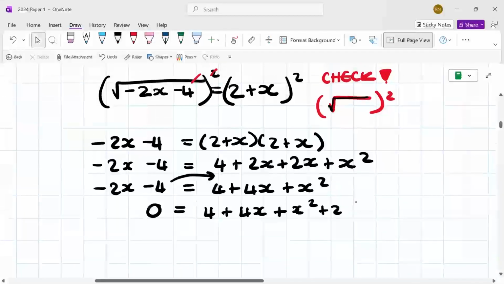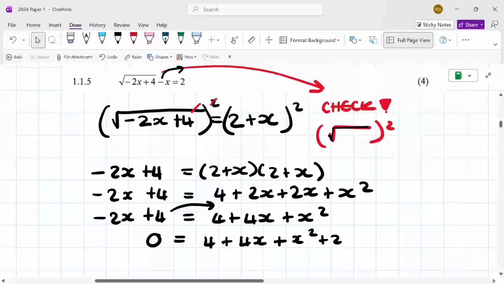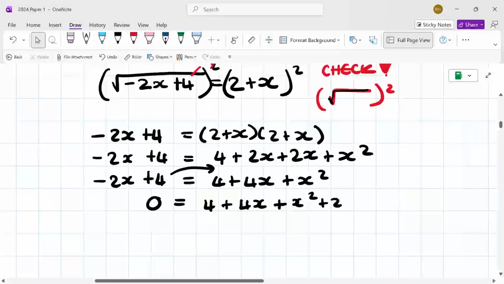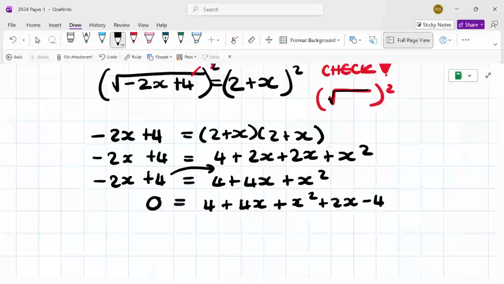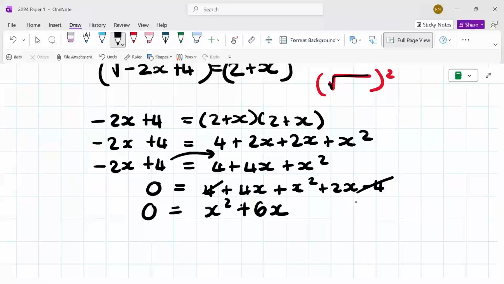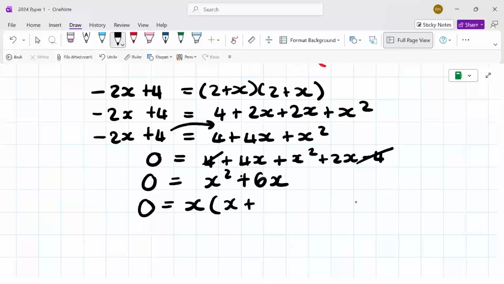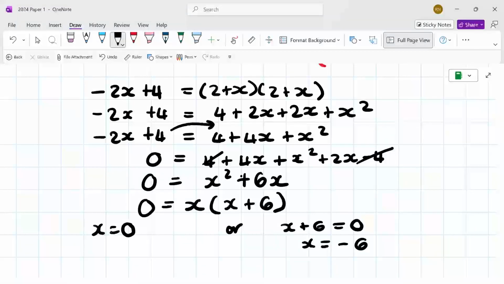Sorry about that, guys. So we moved the, oh sorry, this is a plus. Yes, sorry, guys, plus, plus, plus. So it'll be 2x plus 4, right? And so then we have 0 is equal to 4 minus 4 cancels out. 4x plus 2x is 6x, so it'll be x squared plus 6x. Now, this is not a trinomial, but we can get a common factor out. So 0 is equal to common factor x, and then x plus 6. And so we can say x is equal to 0, or x plus 6 is equal to 0, so x is equal to minus 6. Okay, and then we're done.